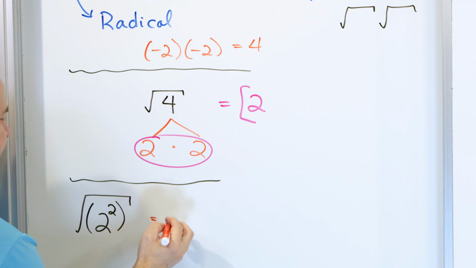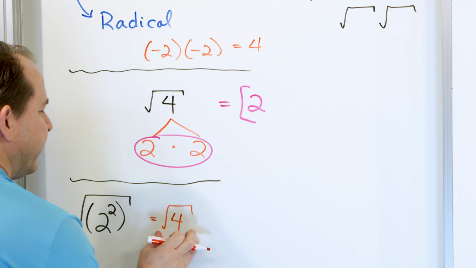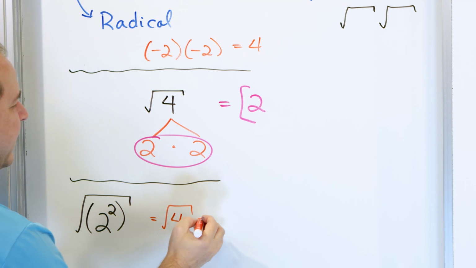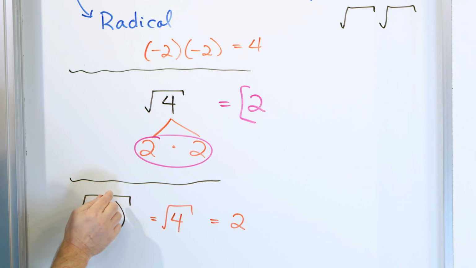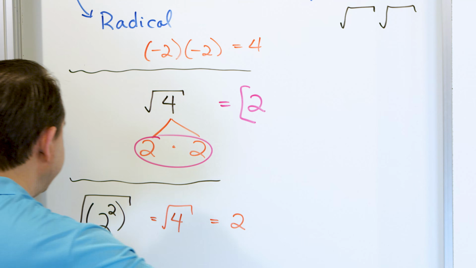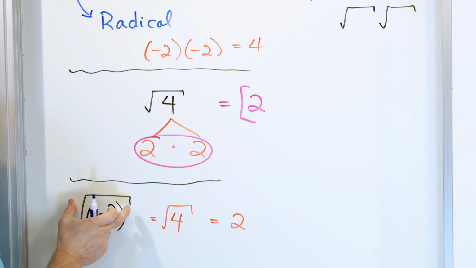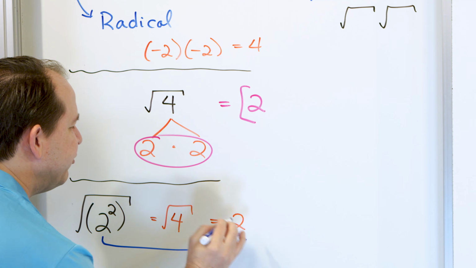2 squared, 2 times 2 is 4, and we still have to do that square root. But we already know what the square root of 4 is. We just wrote it down here. It's equal to 2. Do you notice that we had 2 squared, and then we immediately did the opposite, which is the square root, and what happened? See, we squared something, and then we square rooted something, and the number on the inside actually was unchanged.